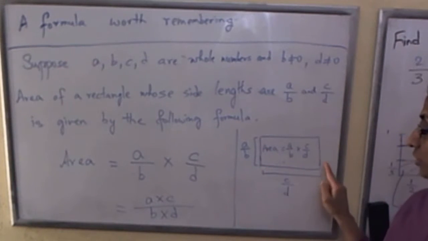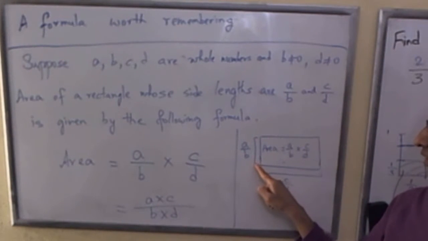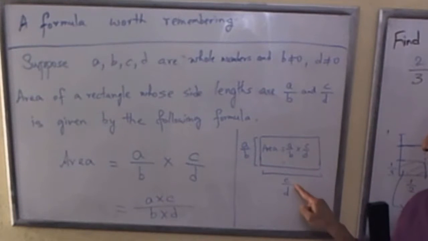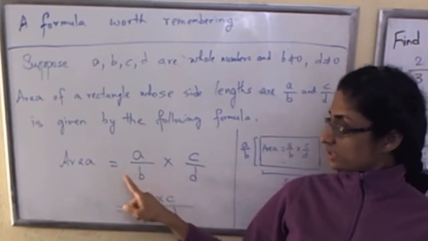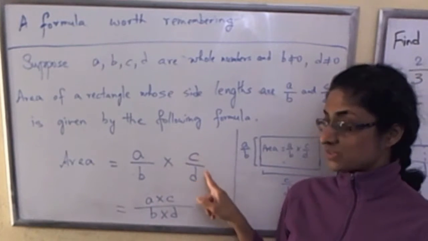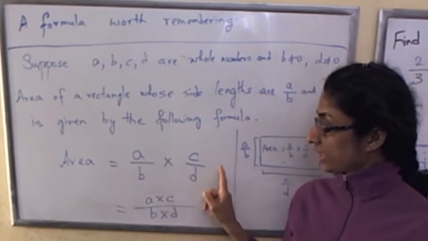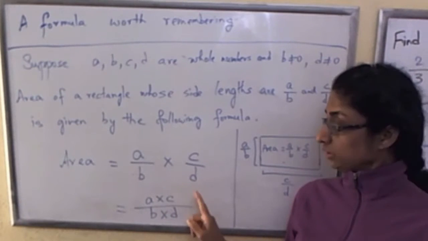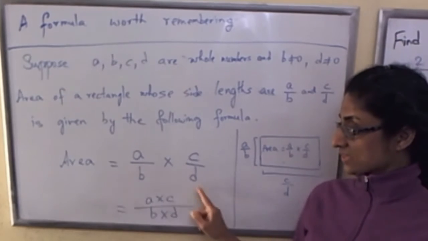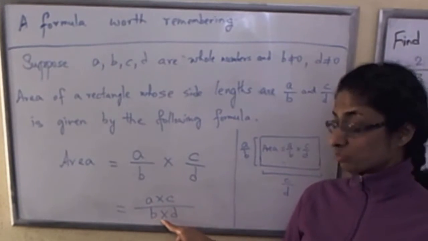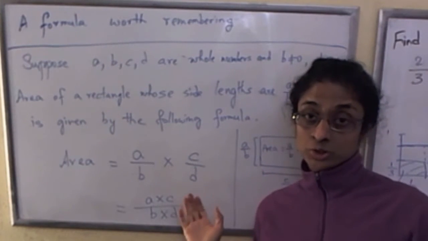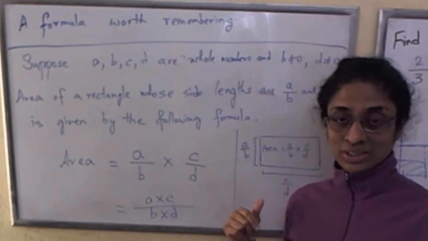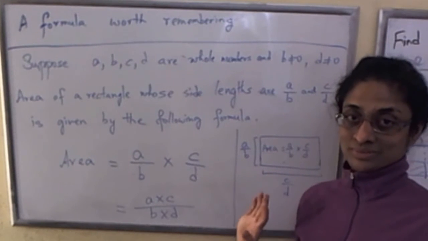So here's the picture. We have a rectangle. One side length is A/B, the other side length is C/D. By our discussion, area equals A/B times C/D square units. And of course, from our product formula, we recognize that this is really the same as (A times C)/(B times D). So be sure to remember this formula and also all the reasoning that we did using specific examples. Thank you.